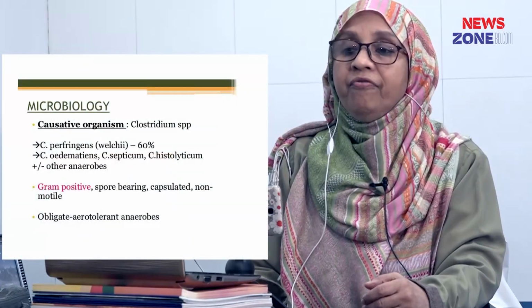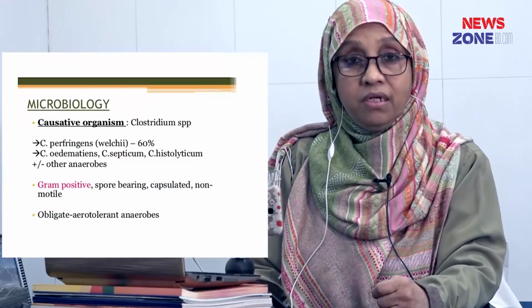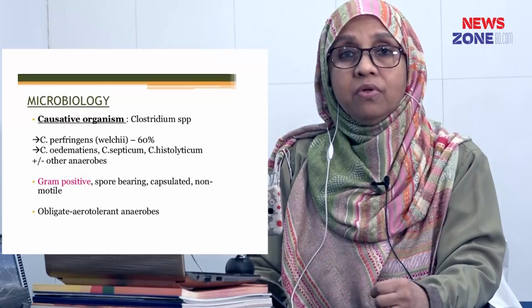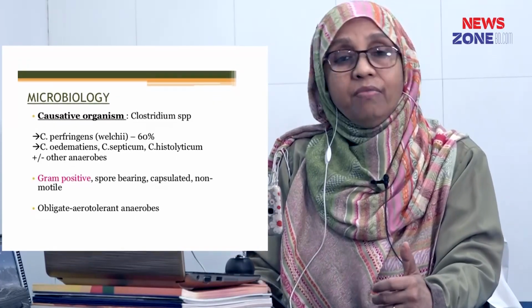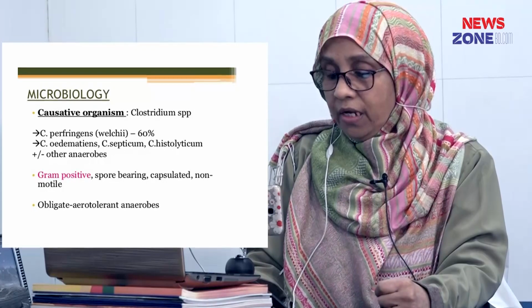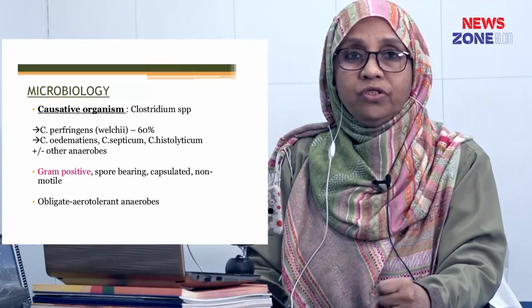Okay. Microbiology. I've already mentioned the organisms involved: Clostridium perfringens, Clostridium edematiens, Clostridium septicum, Clostridium histolyticum and other anaerobes. So you know all about the morphology of Clostridium.